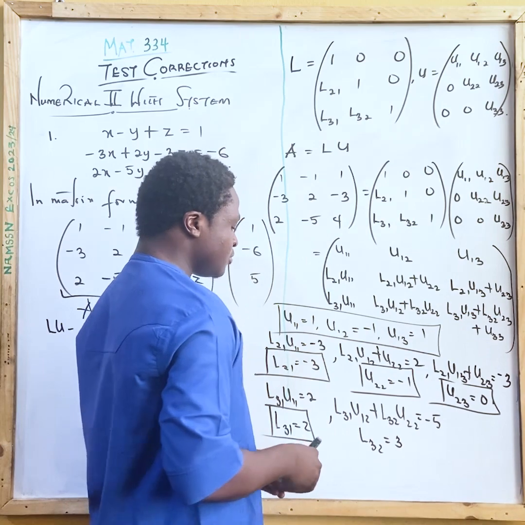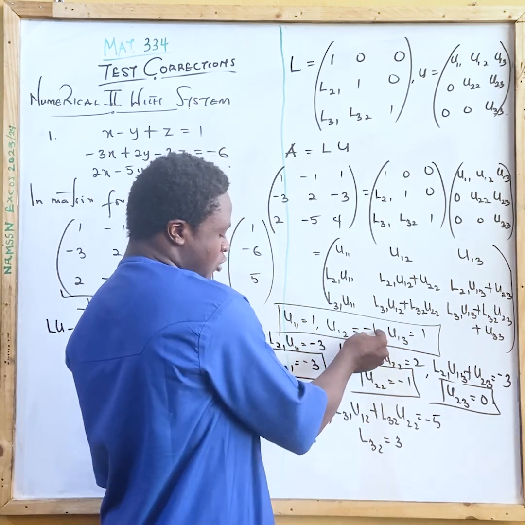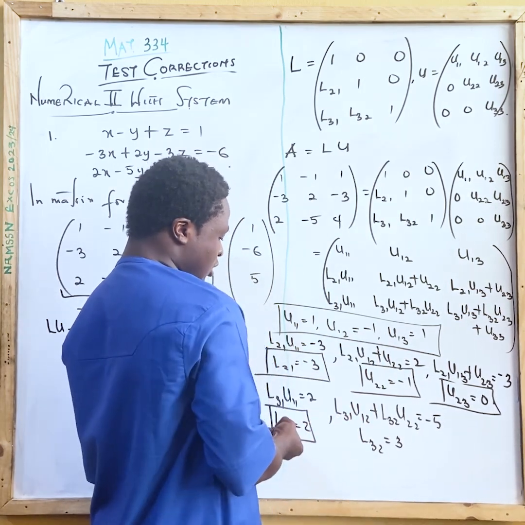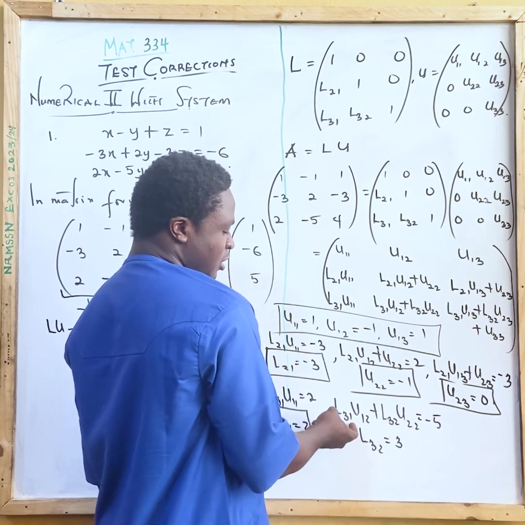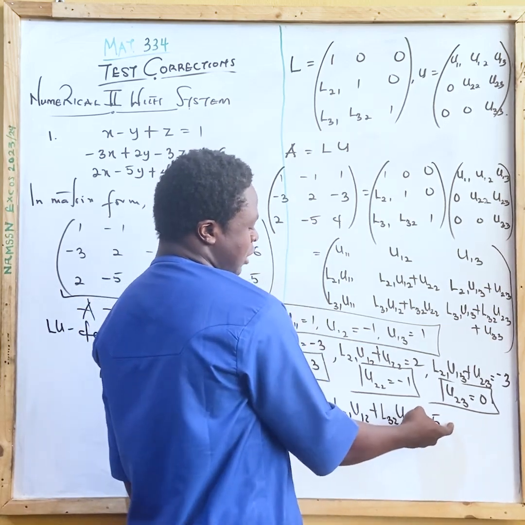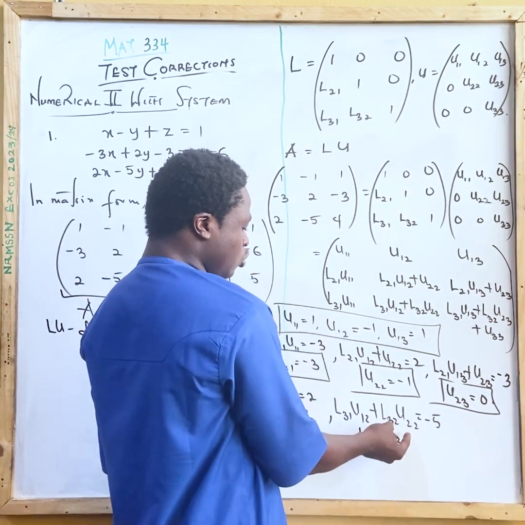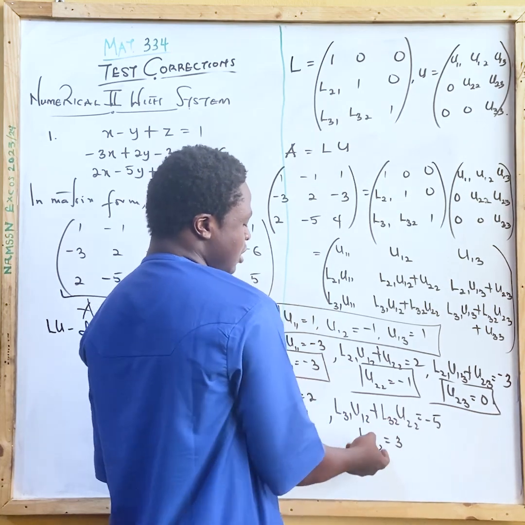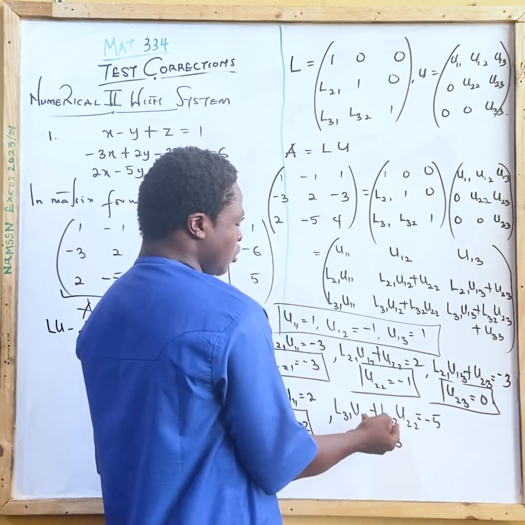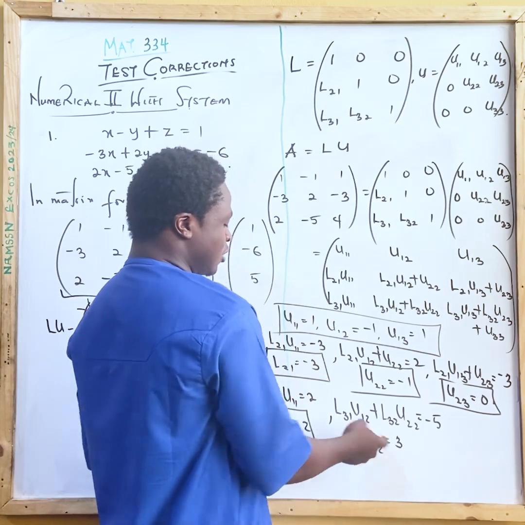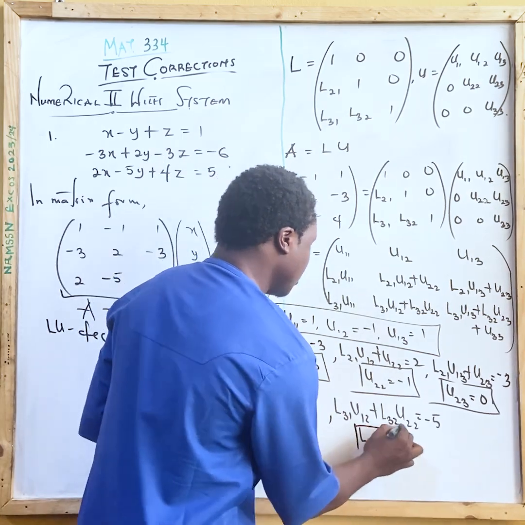Let's go over it again. U12 is -1. L31 is 2. So this gives me -2. If I take it here, it becomes +2. So I have here -3. My U22 is -1. So I have this to be minus L32 equal to -3. So L32 has to be 3. Let me circle that one also.